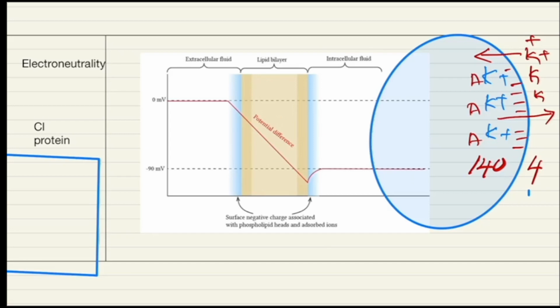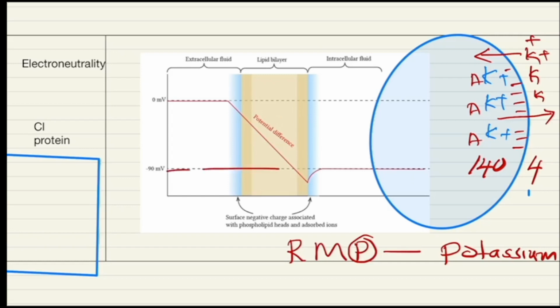And remember, the membrane potential is maintained due to the leaky potassium channels. As potassium leaves, the anions are left inside and that makes the inside more negative. So you can remember that the resting membrane potential is due to potassium. That is one point you should keep in mind: potassium is the determinant. The resting membrane potential is approximately minus 70 to minus 90 compared to outside.